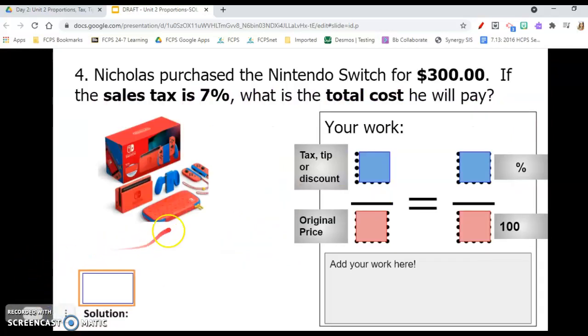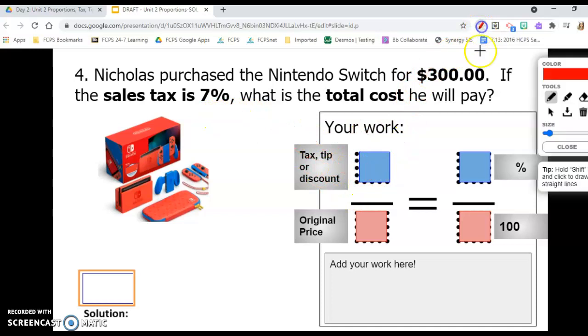Let's take a look at a problem. Nicholas purchased the Nintendo Switch for $300. If the sales tax is 7%, what is the total cost he will pay? So I know 7%, I know percent is out of 100, so I know 7 over 100. I don't know the actual amount that we're paying for the tax, so we're going to put X on the top, but I do know the original price, which is 300.